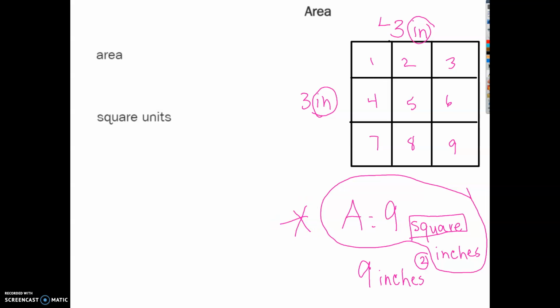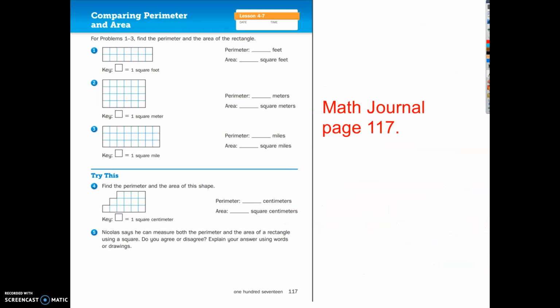Okay? So I'm going to go to another page here. And this is our math journal, page 117. What we're going to do here, 2 things for each problem. You're going to find the perimeter and the area of the exact same shape. Now, this is very easy to do because for the perimeter, remember, you just need to count and measure along the outside of the shape.